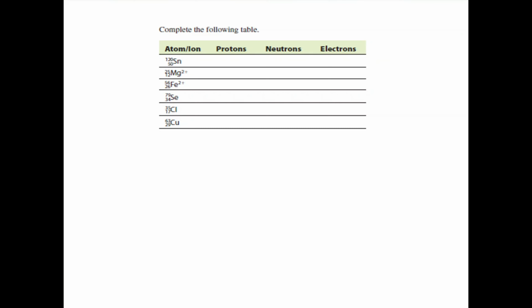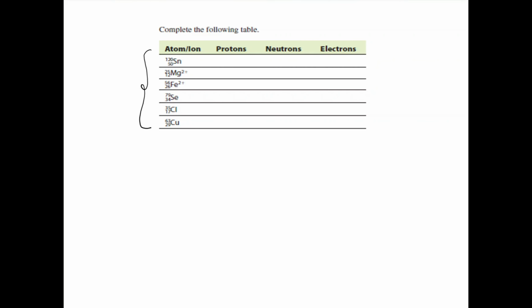Here is another amazing problem that we are going to look at. It says complete the following table, right? If you look at the table, on our left hand side here, we have some chemical species. We are asked to complete the protons, the neutrons, and the electrons of these chemical species that are given, right?